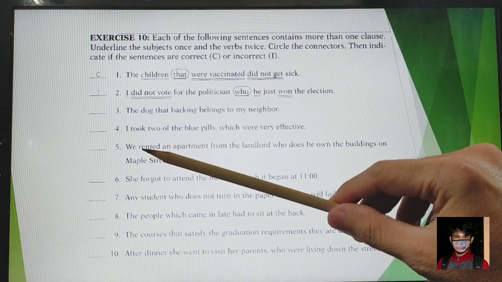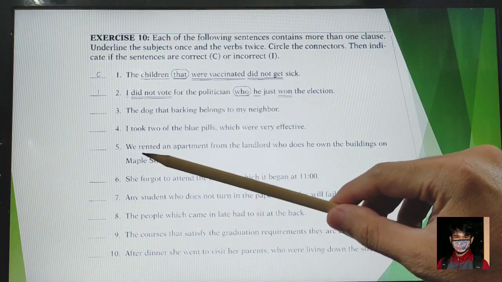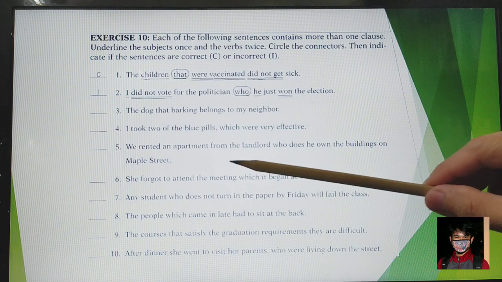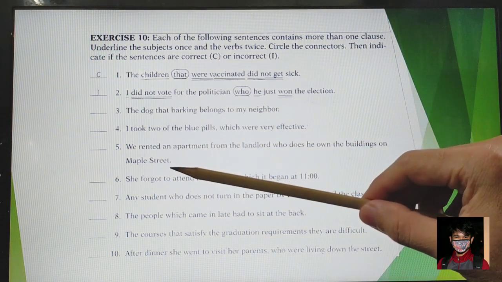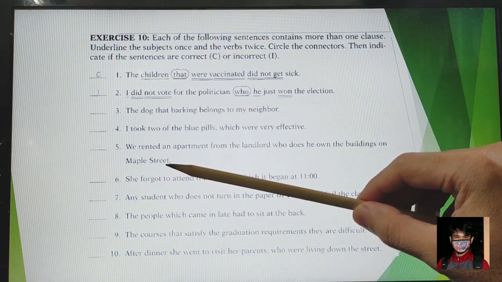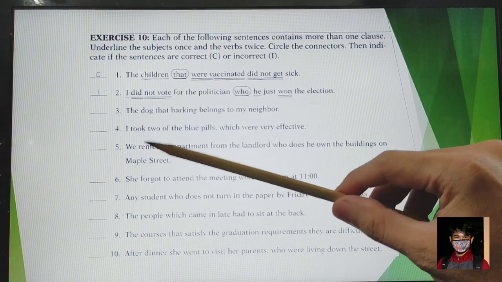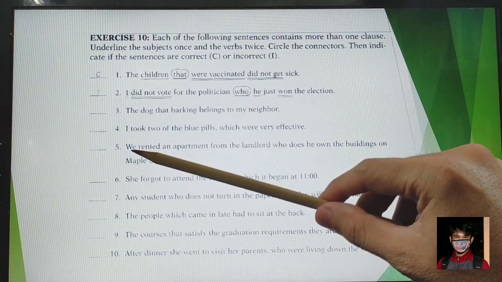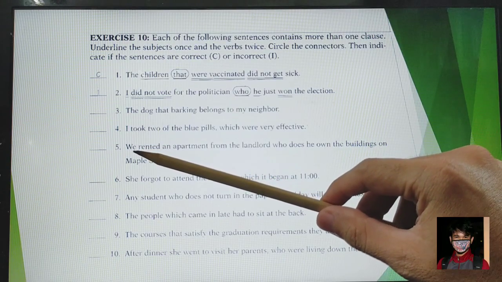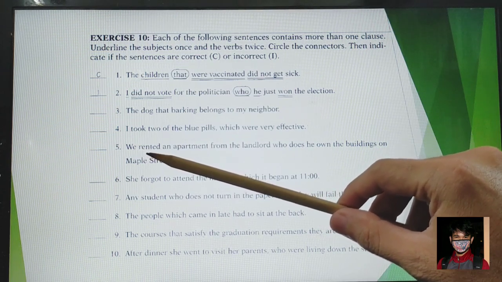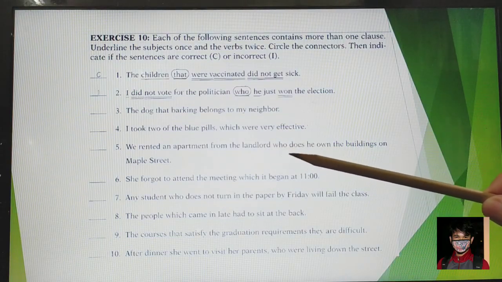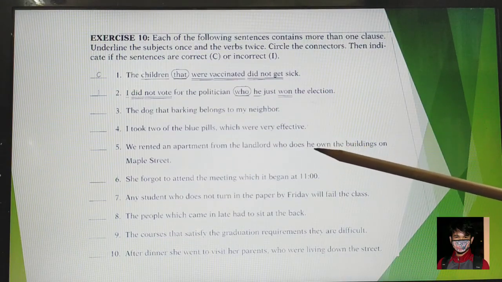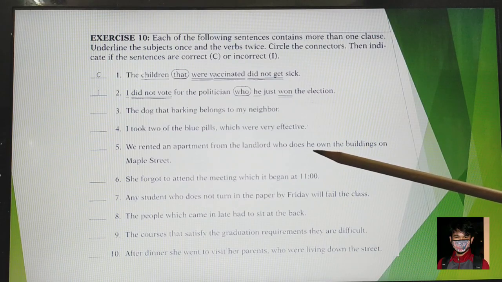Next, number 5. For number 5, we rented an apartment from the landlord who does he own the buildings on the Maple Street. We could try to identify which one is the subject here. Of course, the subject is this one, we. Then what makes it correct or incorrect? Find out the adjective connector: who, and then does he. Is the structure correct or incorrect?